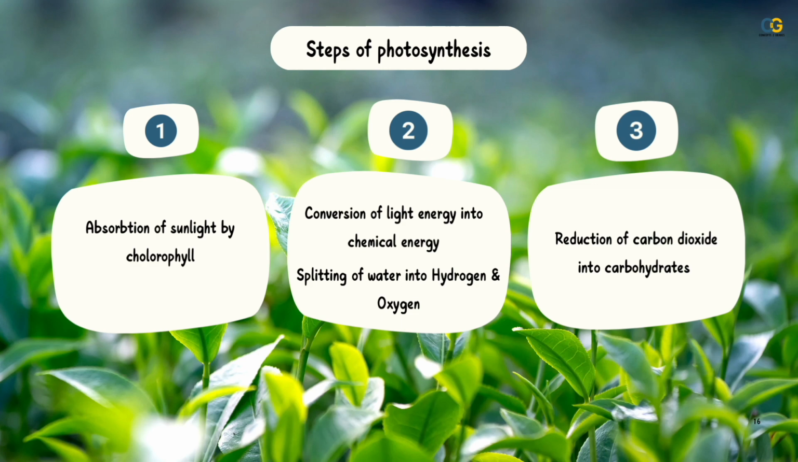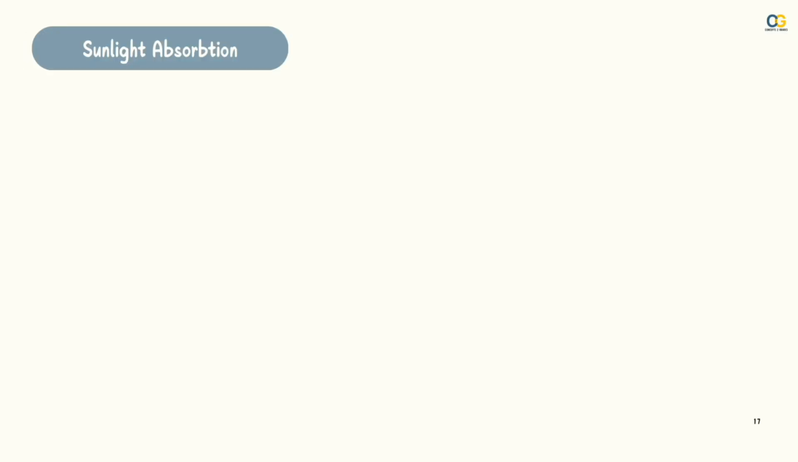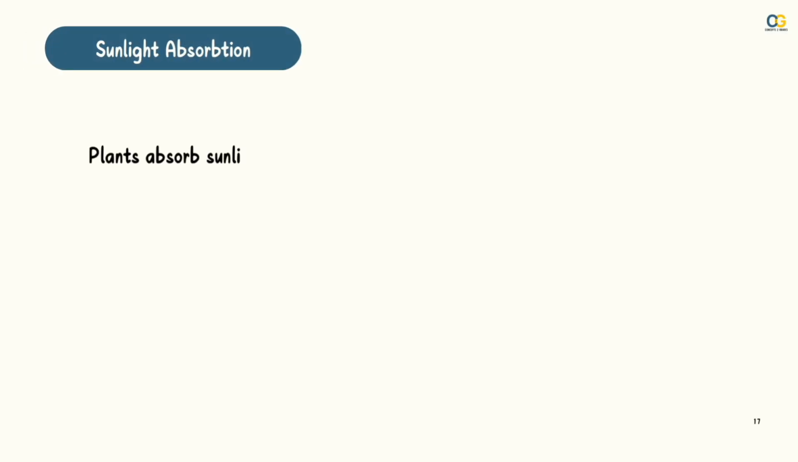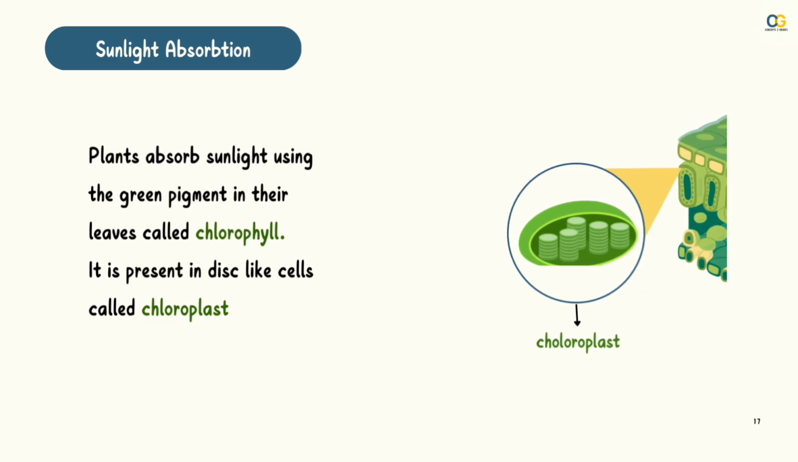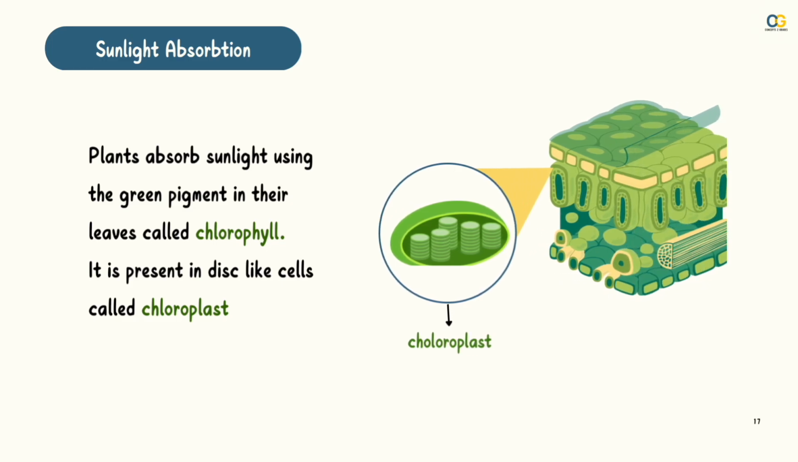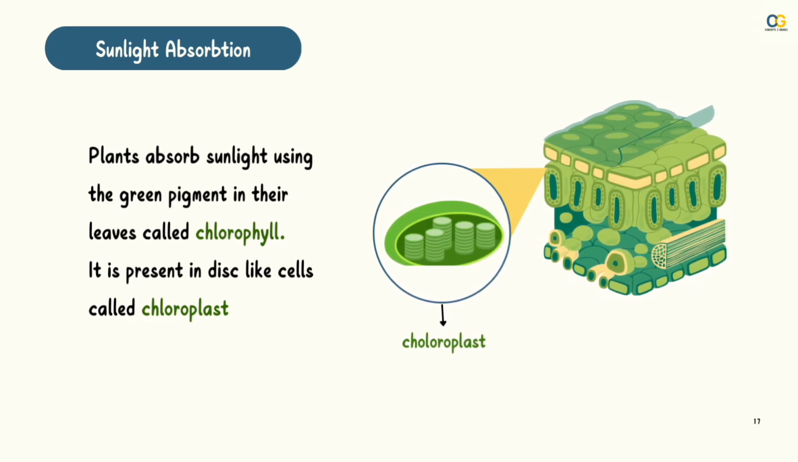Now let us understand how sunlight absorption takes place, since it's the first and the essential step of photosynthesis. So plants absorb sunlight using the green pigment in their leaves called chlorophyll. It is present in disc-like cells called chloroplast, which is present in the upper layer of the leaf. So when you take the cross section of the leaf, the upper layer of the leaf has disc-like cells called chloroplast, which contain chlorophyll in them. This green pigment helps in absorption of sunlight.